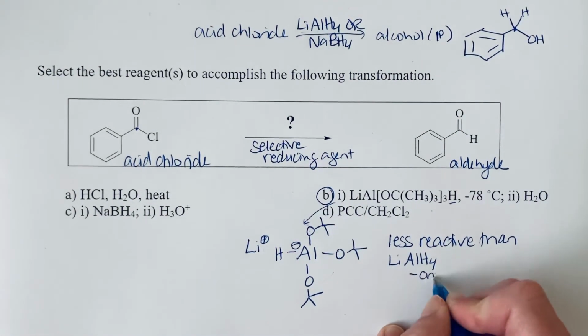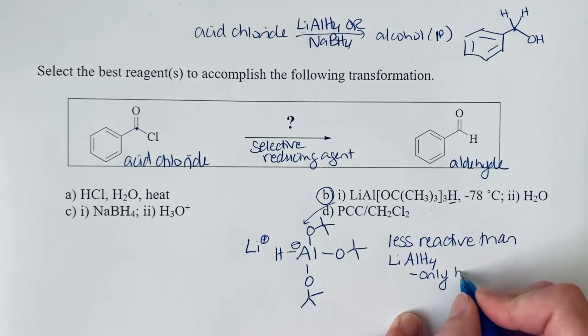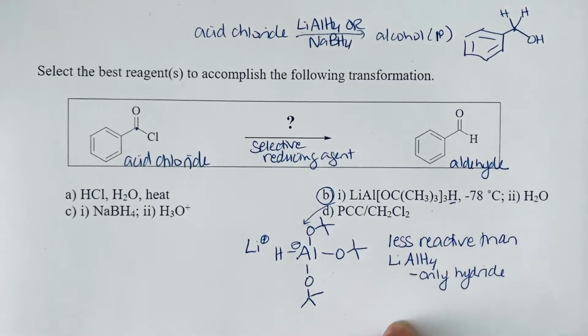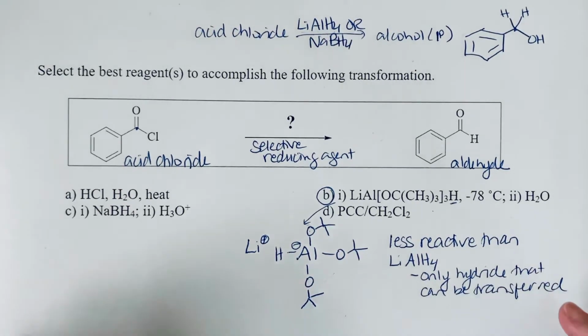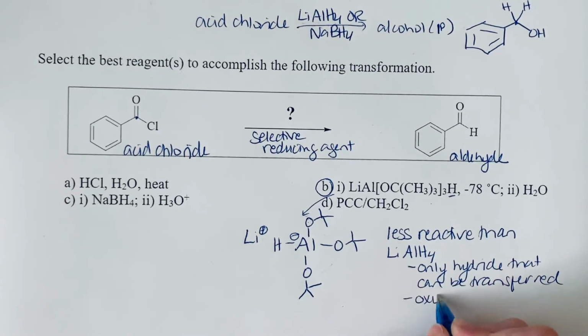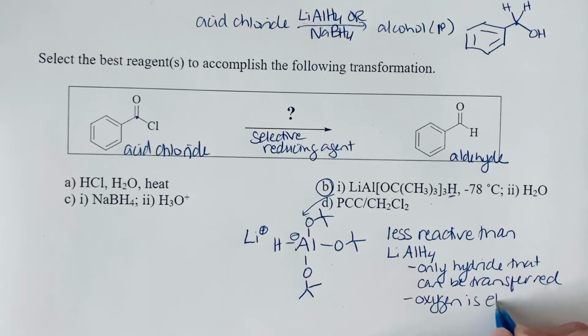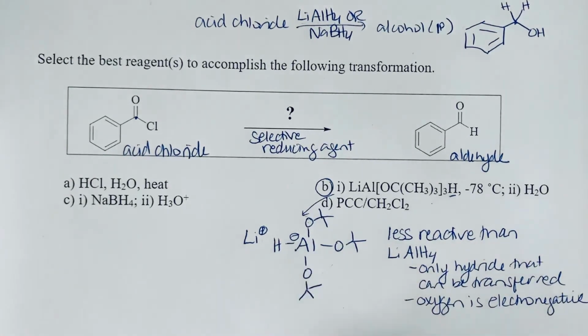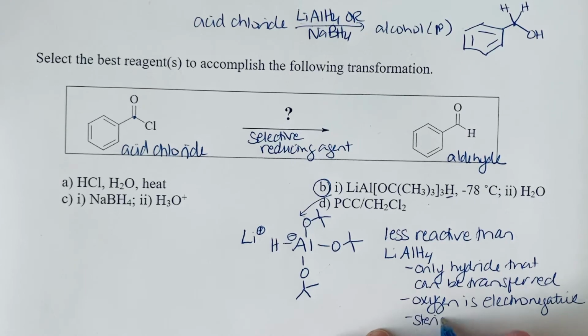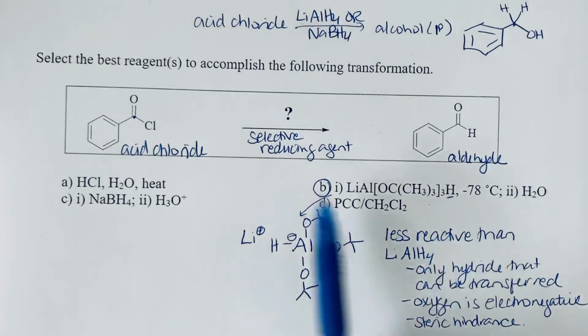So you've got only one hydrogen that can be transferred, or hydride, because it's really being transferred as H-. And then these tert-butoxy groups also tone down the reactivity because the oxygen is electronegative. So that helps to share the burden of that negative charge, so it's a less reactive hydride. And then you also got a lot of steric hindrance. So this is how we're able to control this reaction and have it just add one equivalent of hydride.